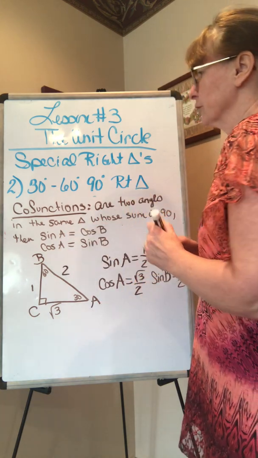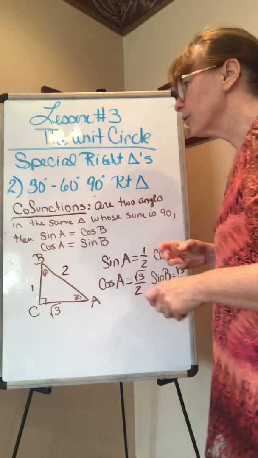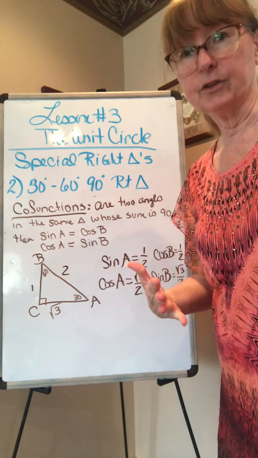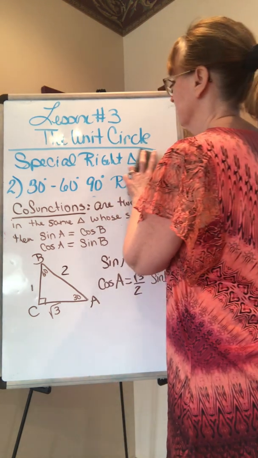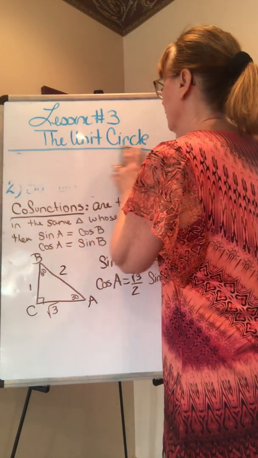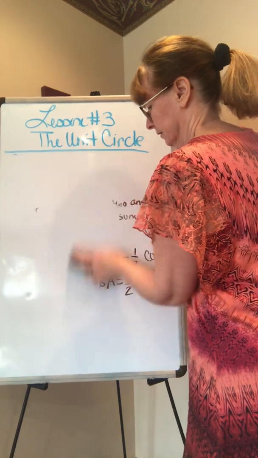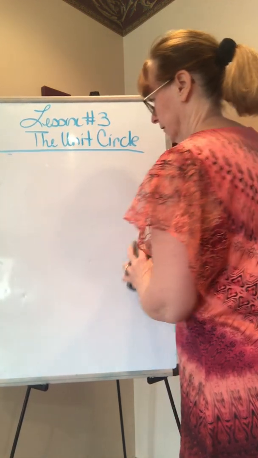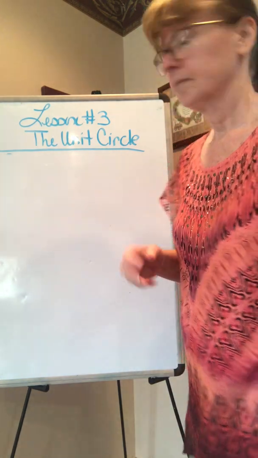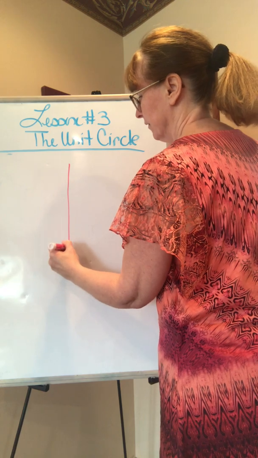So these are my special right triangles. And why are they so important? Well, we got to get back now to the unit circle. So the unit circle, where we were going with this all along, we need a nice neat triangle, set of axes.